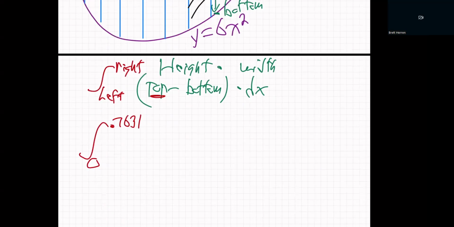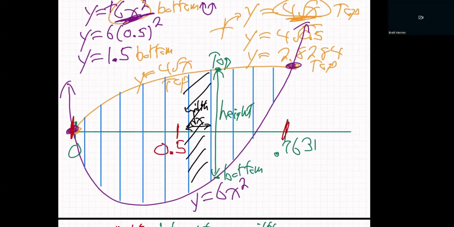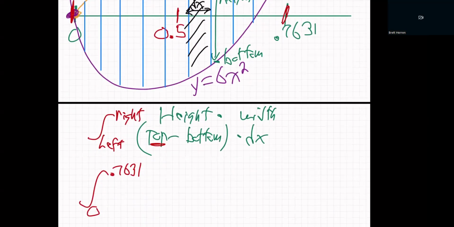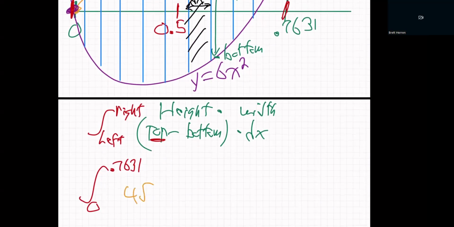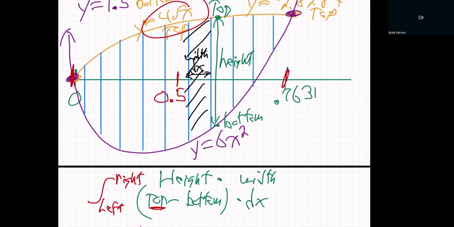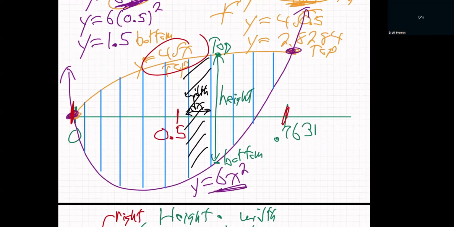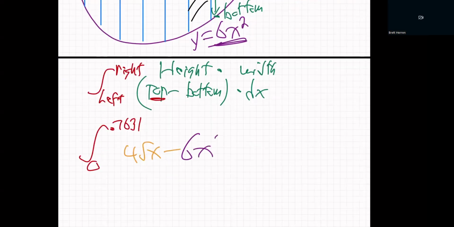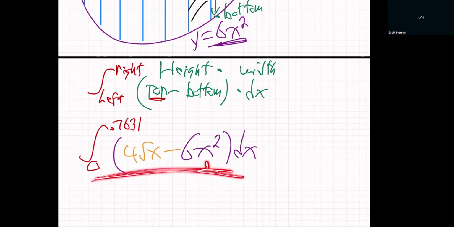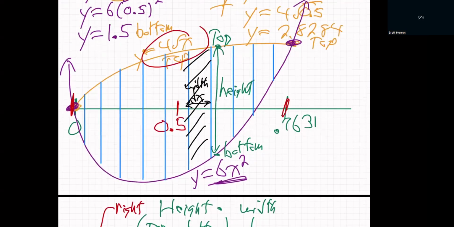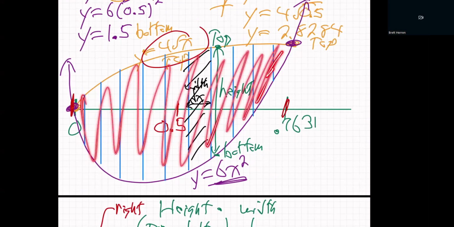0.7631 of the top function. What's the one on the top? 4 root x. So I go, okay, 4 root x minus, what's the one on the bottom? It's right there. The one on the bottom is the 6x squared. Boom, boom, dx. So there it is. We're not going to calculate the integral. You did that in earlier sections. We could do that, we just don't want to make these too long. There's the integral that will come up with the exact area between those two curves where they intersect.